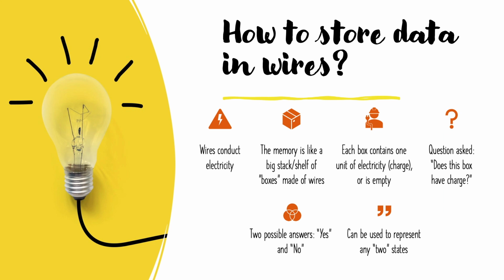So you can ask the computer, hey, what is in box number 5? Do we have a charge? If it says yes, in your program you can understand that the light bulb is on. And if it says no, you can understand that the light bulb is not on, it's off.